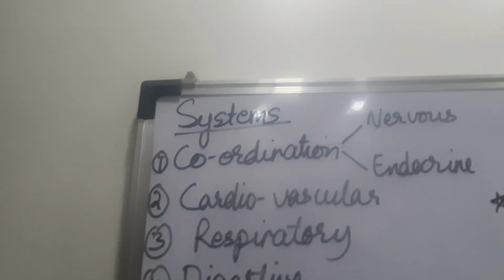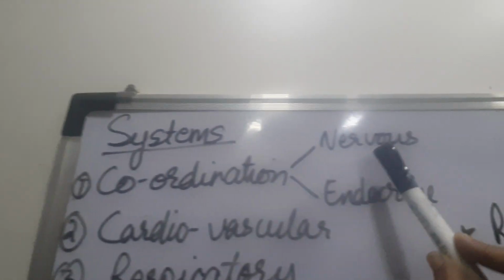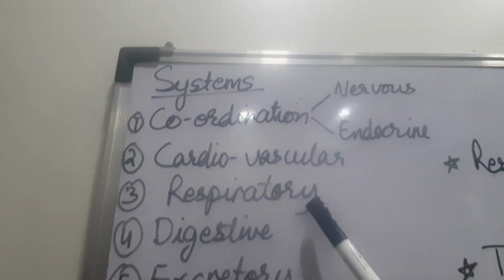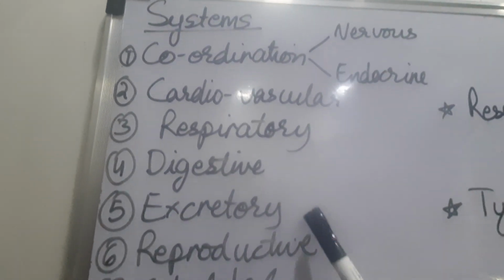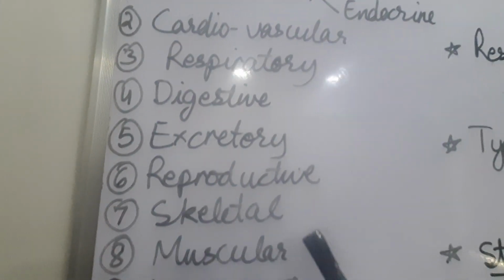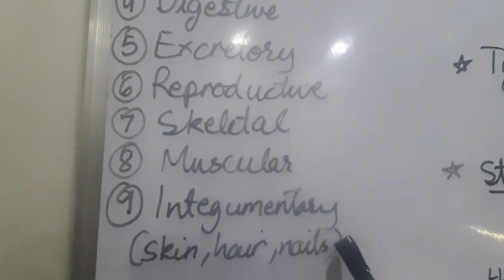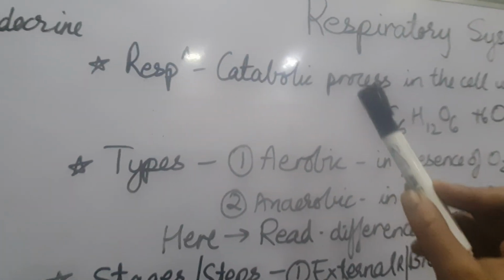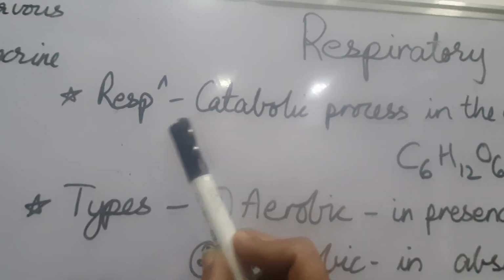Hello kids, welcome back. The topic for today is respiratory system in short. Let us go with the systems in the human body. We have coordination system, which includes nervous and endocrine glands, cardiovascular system, respiratory system, digestive, excretory, reproductive, skeletal, muscular, integumentary, which includes skin, hair and nails. Let us go to the system of respiration.